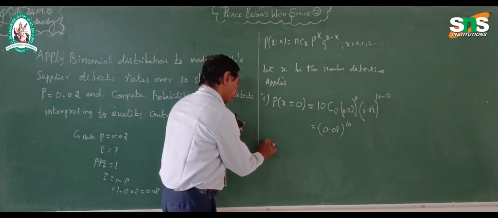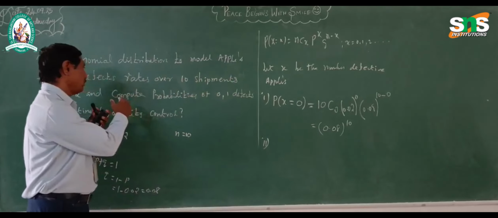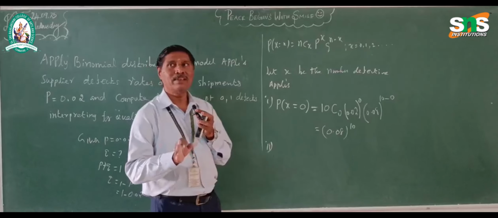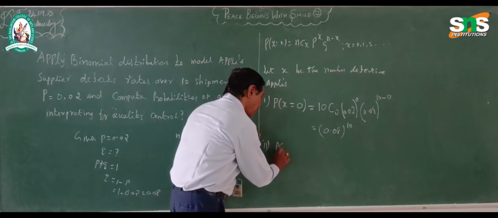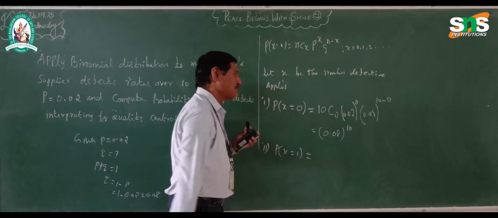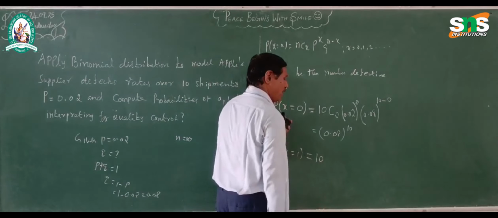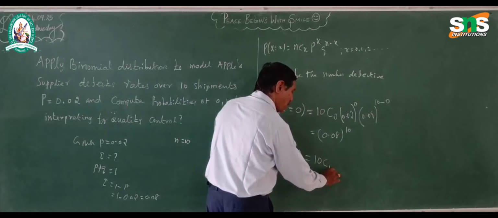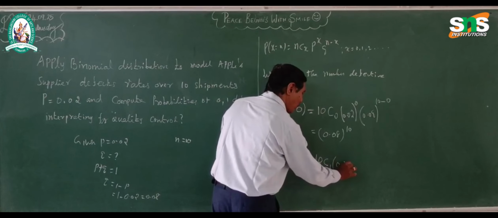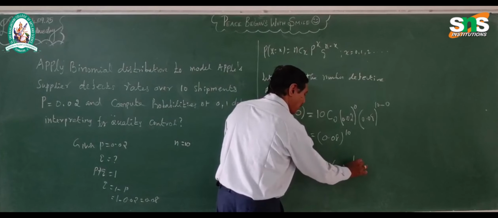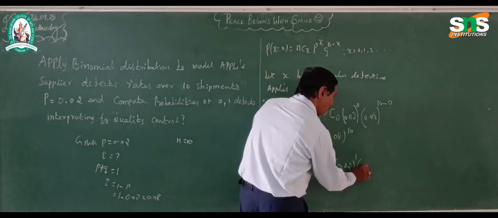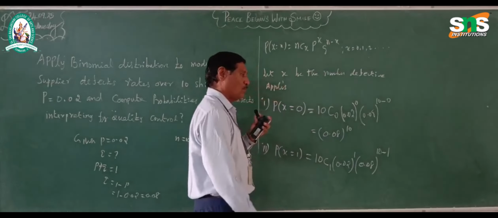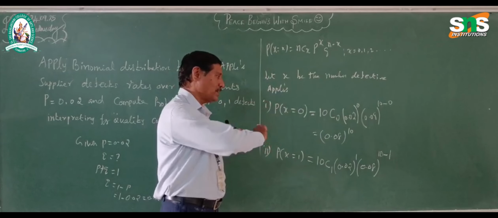And the second question is we calculate the probability for 1 defective. So what is 1 defective? That becomes x equal to 1. Therefore, we find the probability for x equal to 1. That is 10C1. Why is it 10? Out of 10 segments, we take 1 defective. Therefore, Cx, x is 1. P power x, P is 0.02, whole power x, x is 1. And Q power n minus x, Q is 0.98, n is 10, x is 1. We substitute all in the formula, then we derive.